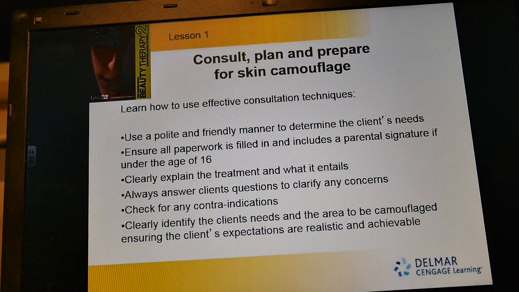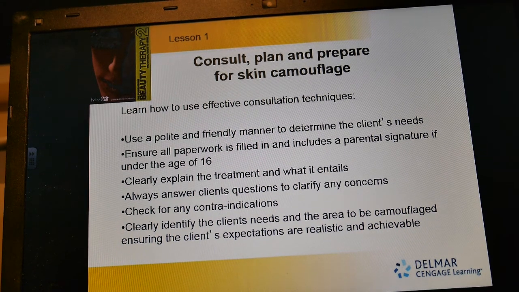Okay, but the main point of our consultation process is that we clearly identify the client's needs, and we need to establish the area that needs to be camouflaged, and we need to make sure that the client's expectations are realistic and achievable. So what I want you to try and remember and make a note of is the expectation of the percentage that is going to be covered with this camouflage makeup. Okay, it was in the previous lesson that I did, so I want you to maybe look at that and just see if you can remember what the percentage is.